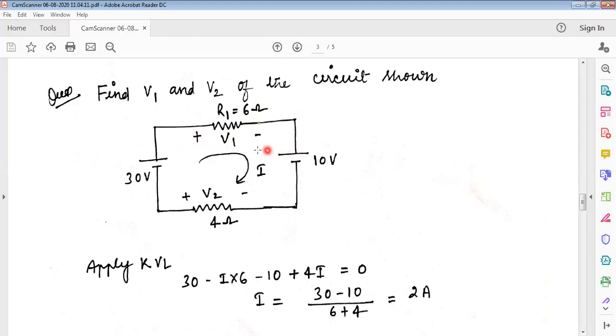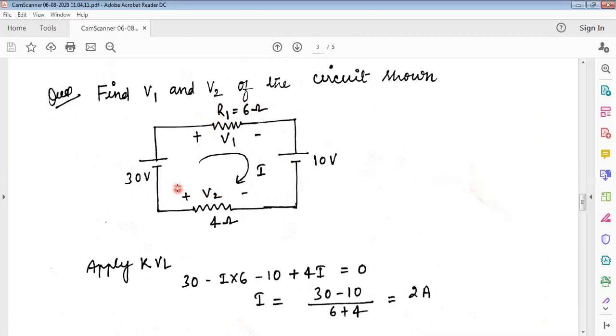Similarly, if the positive terminal is coming first, then take it as a minus. And if you are moving in the direction of the current, take the drop as a minus. That sign convention you can follow. Opposite also you can take, but always follow one sign convention. Clear? Either you write total drop equals total rise in a closed loop circuit, or you can write that the algebraic sum of the voltages present in a circuit should be equal to 0. For writing that equation, you have to follow a sign convention.